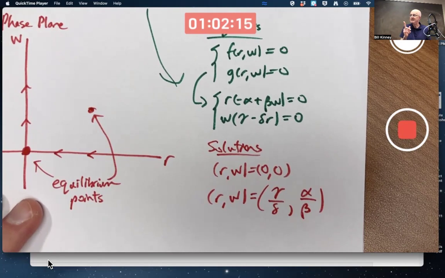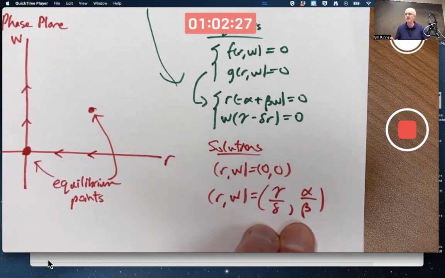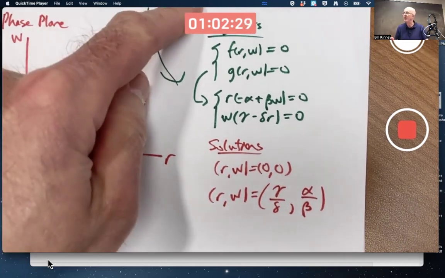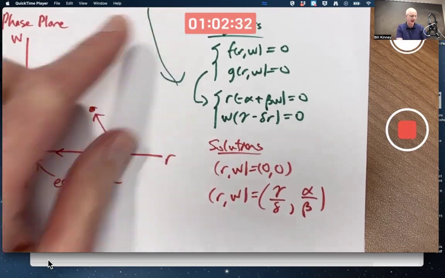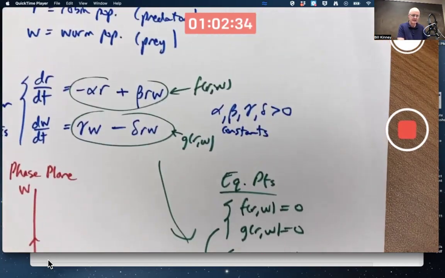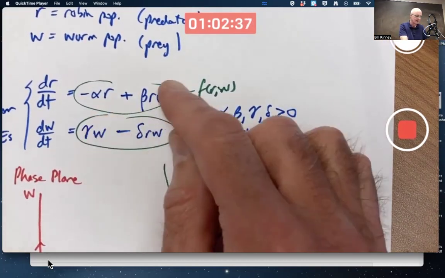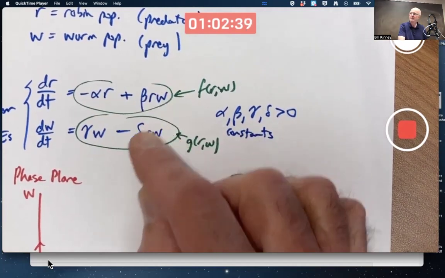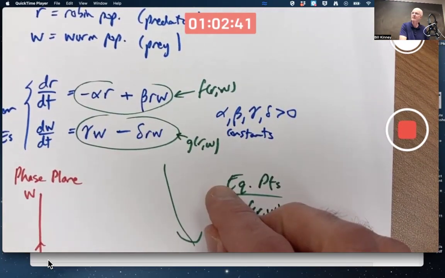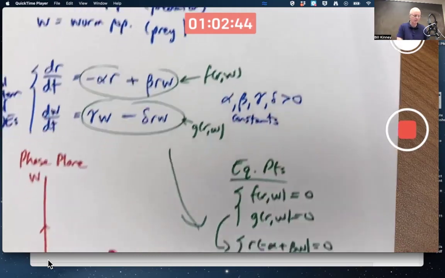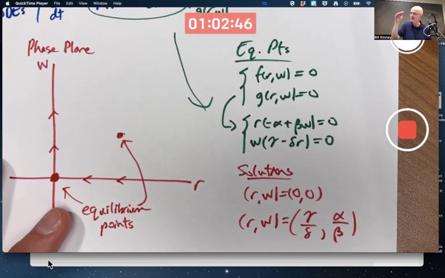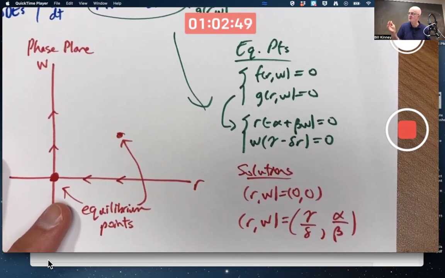One key bit of insight this provides, doing this general situation, is it tells you if, for example, alpha and gamma are large compared to beta and delta, then these numbers are large, and the point is far from the origin. If alpha and gamma are large compared to beta and delta, that corresponds to an equilibrium point far away from the origin. Equilibrium point meaning level populations, constant populations for both the robins and the worms.